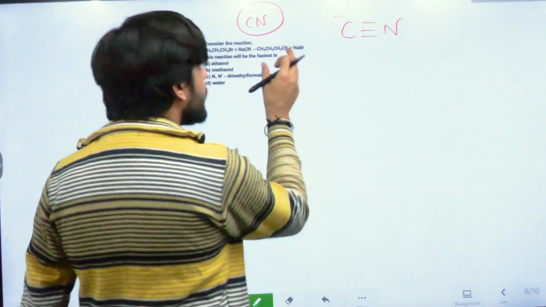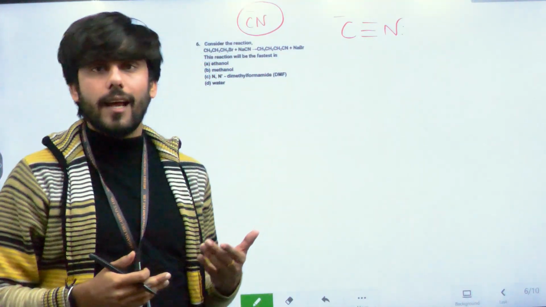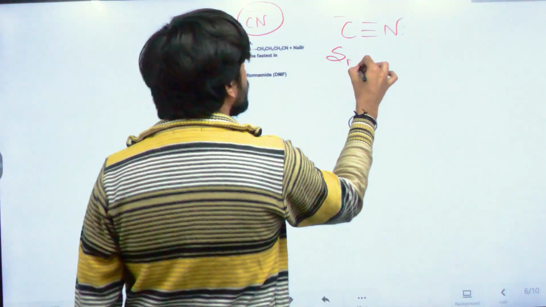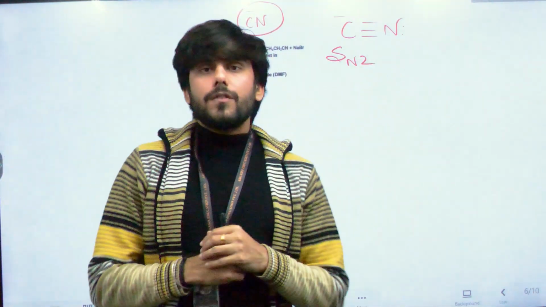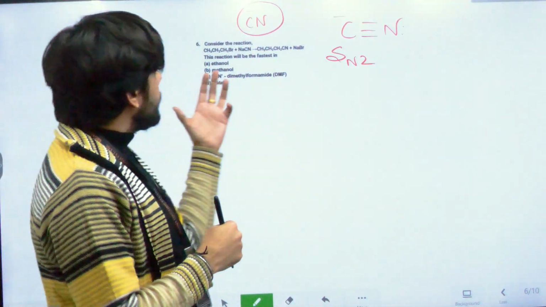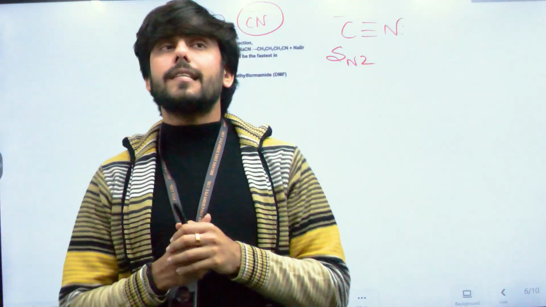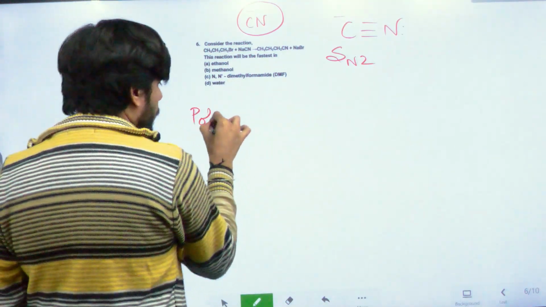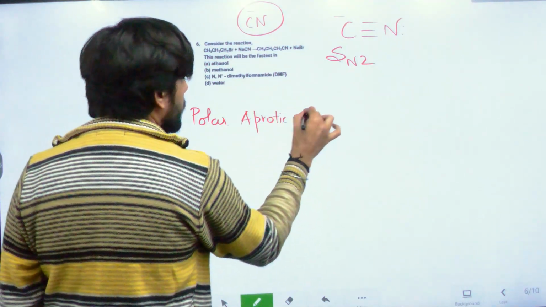So this is one thing. The second thing is that this is a substitution, and you know that in the case of primary alkyl halide, SN2 is generally favored. So this is your SN2 type of substitution. Now we must know that one of the important features of the SN2 mechanism is that it is favored in the presence of polar aprotic solvent.